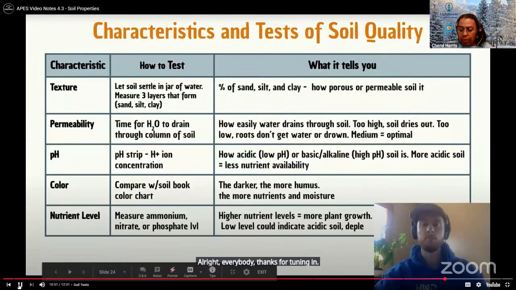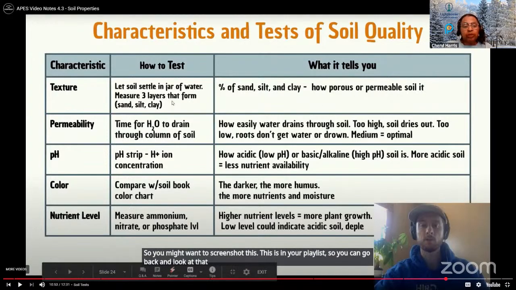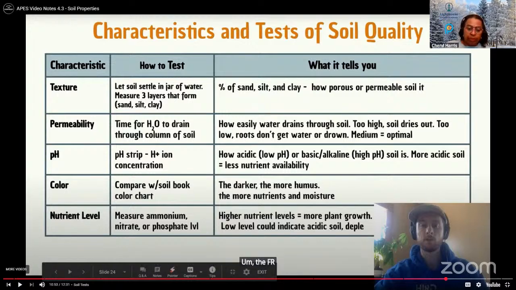The most basic chemical test you can do on a soil. So in order to answer that question, you might want to screenshot this. This is in your playlist, so you can go back and look at that again. But you need to take one of these tests that he is referring to. So I'll put the FRQs in the chat in a little while.